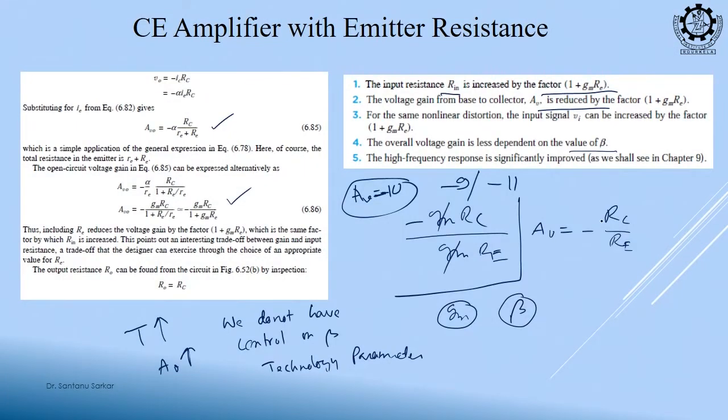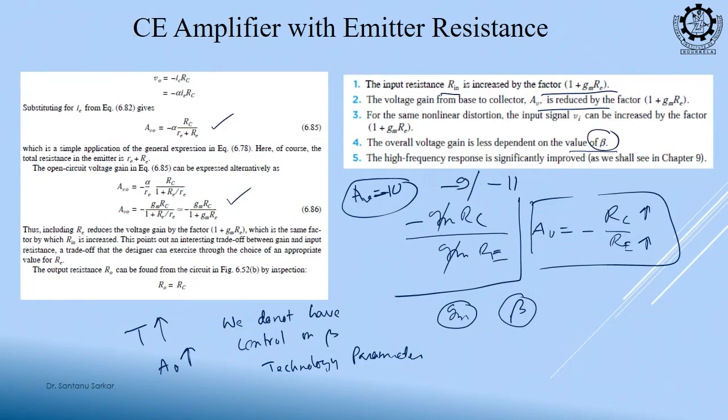So, what do you need to do? You need to make this gain as independent as possible of your technology parameter, because you have no control. But these resistances, suppose due to temperature their values also change, but as it is a ratio, both of them will change in the same direction, or both of them will fall by the same value. So, their ratio remains constant. Now, we have a control. So, that is the advantage of using negative feedback, that we are reducing the dependency on beta.